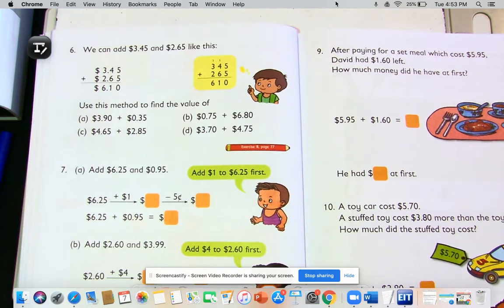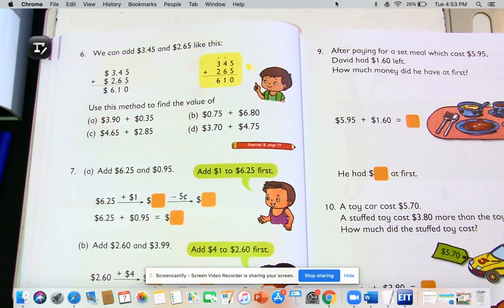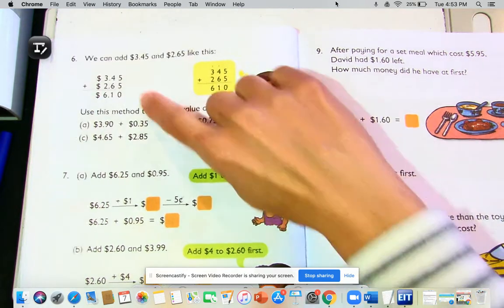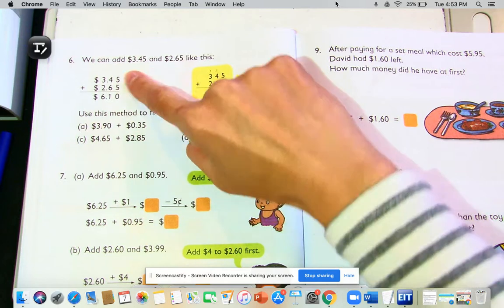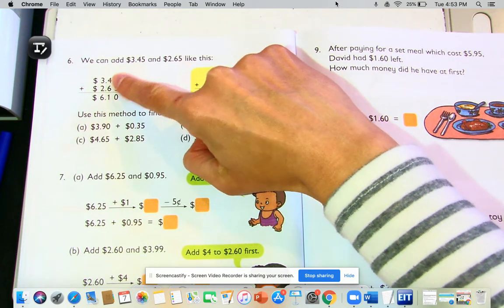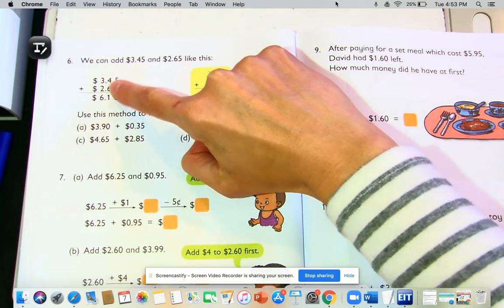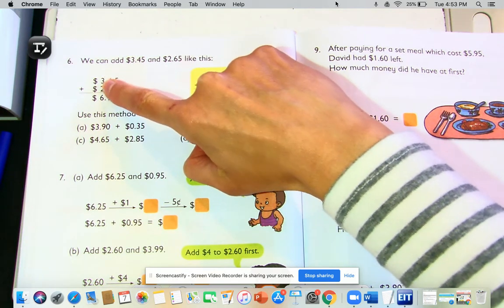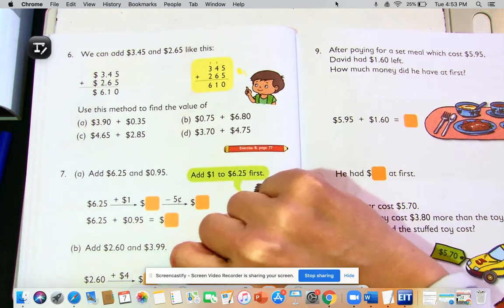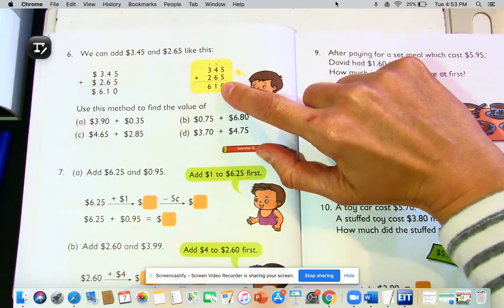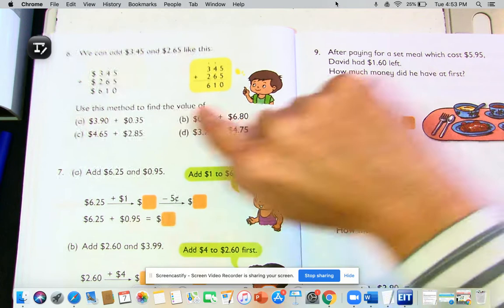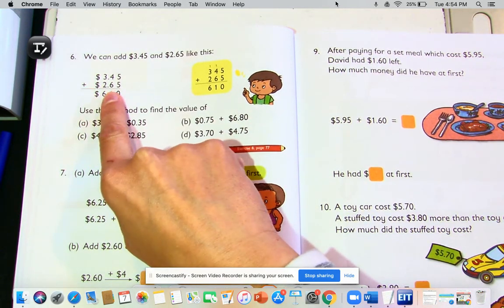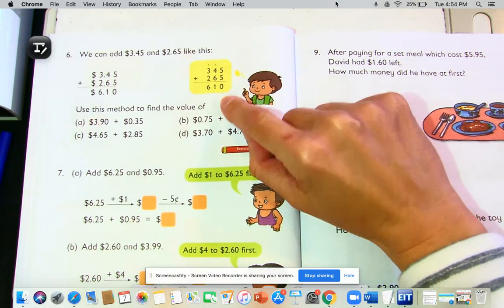All right, so we can add $3.45 and $2.65 like this. They're showing us that we can add these two money amounts by lining them up with the ones and the tens and the hundreds are the dollars, which makes a lot of sense because there are 100 cents in a dollar. So we can line them up this way. It's almost like we can ignore the decimal sign and the dollar sign, and then it's just like adding our 3-digit numbers.